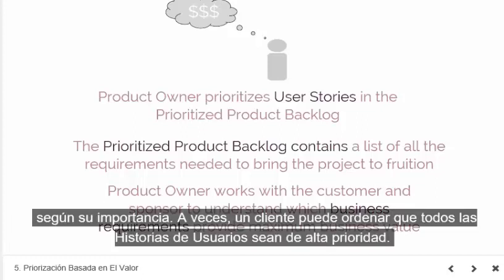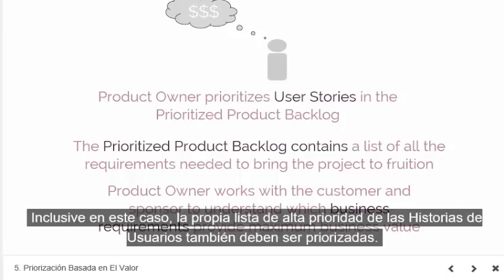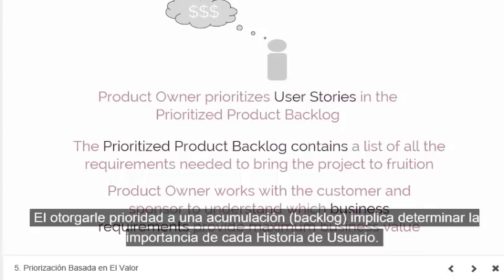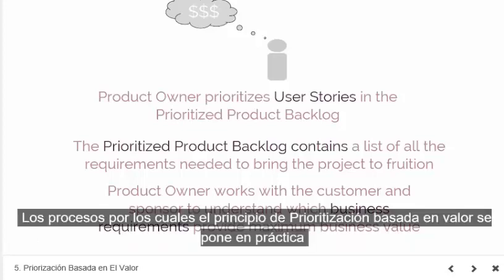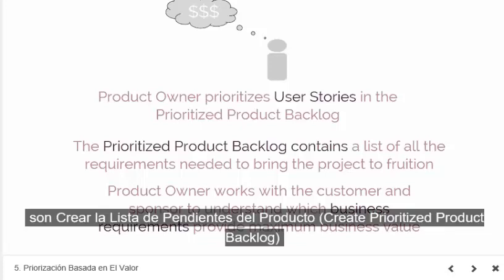Sometimes a customer may insist that all user stories are of high priority. While this might be true, even a list of high priority user stories should be prioritized within the list itself. Prioritizing a backlog involves determining how critical each user story is. High value requirements are identified and moved to the top of the prioritized product backlog. The processes in which the principle of value-based prioritization is put into practice are create prioritized product backlog and groom prioritized product backlog.